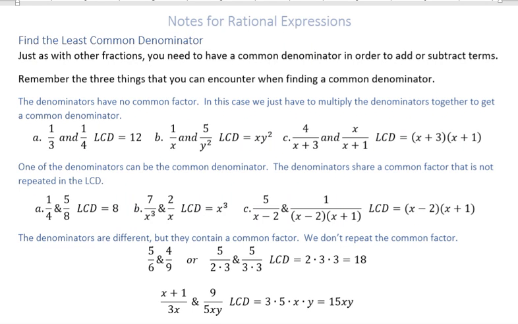Hi, it's Carly McAvoy talking about rational expressions, and in this video especially we're talking about finding the least common denominator. Just as with other fractions, you need to have a common denominator in order to add or subtract terms.